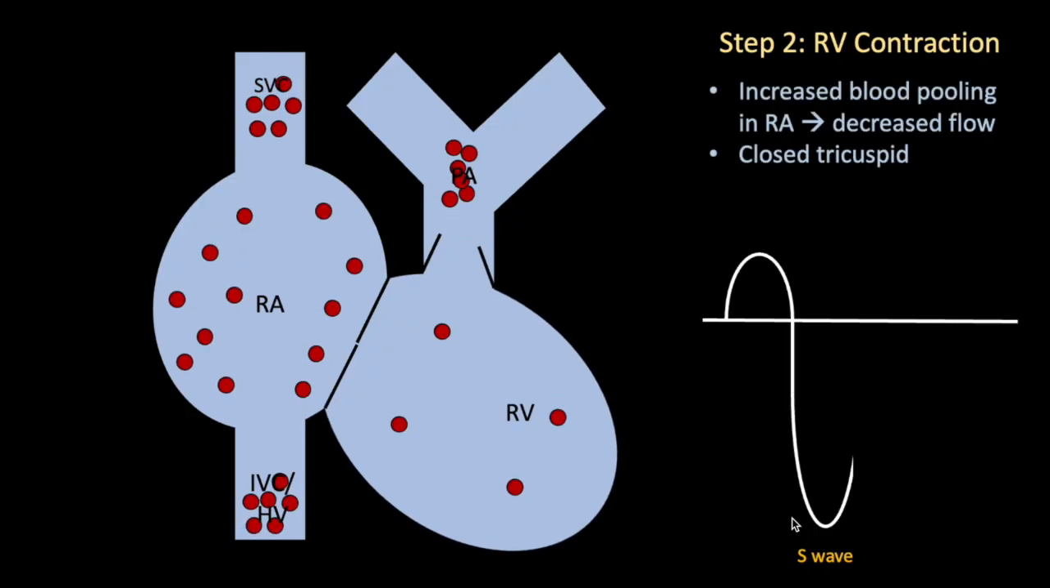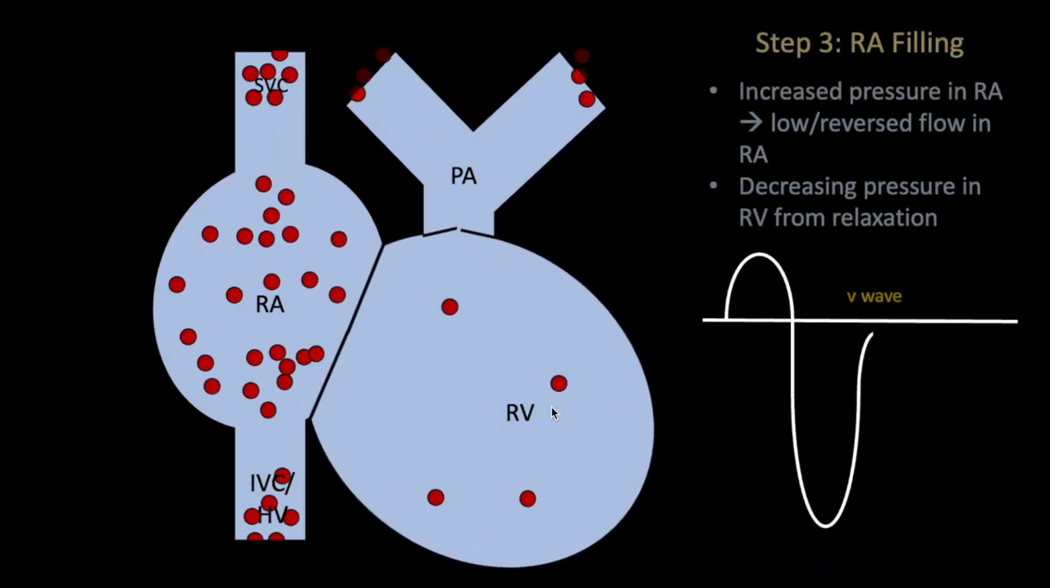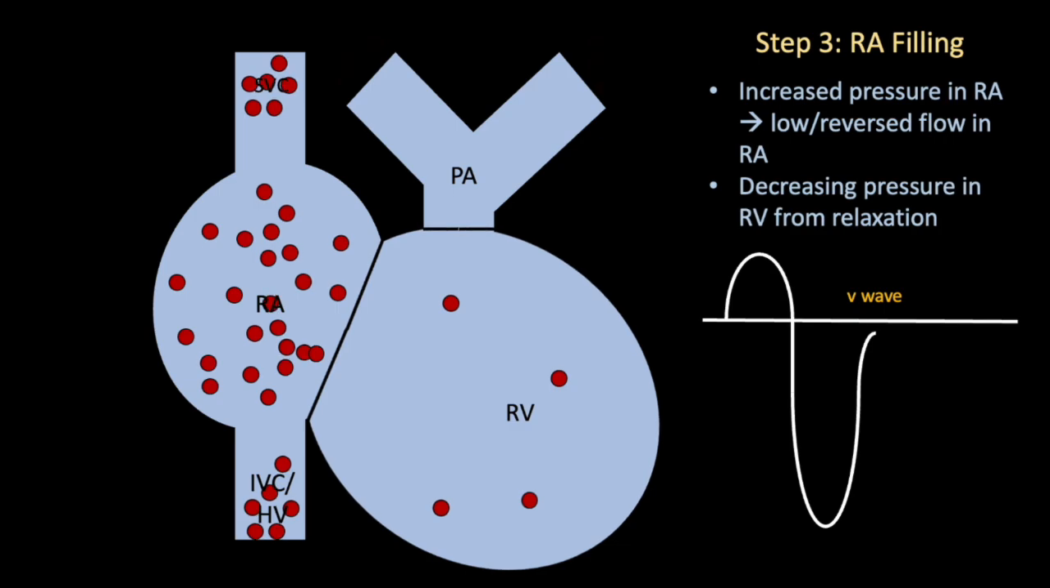Now what happens is you get increased blood pooling in the right atrium. This leads to decreased flow into the right atrium, and so you can see this S wave is slowing down, and then you have the closed tricuspid valve as well. Then you have the increased pressure in the right atrium, leading to low or reverse flow. This can sometimes occur below the baseline, sometimes a little bit above the baseline, and there's decreasing pressure in the right ventricle from relaxation.